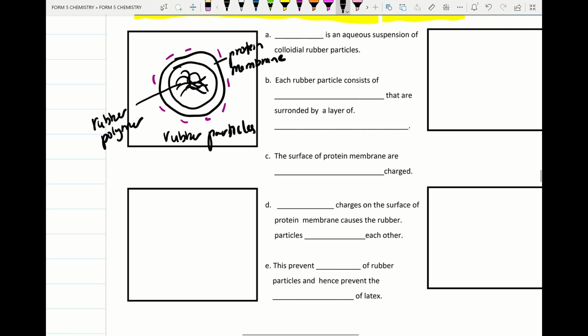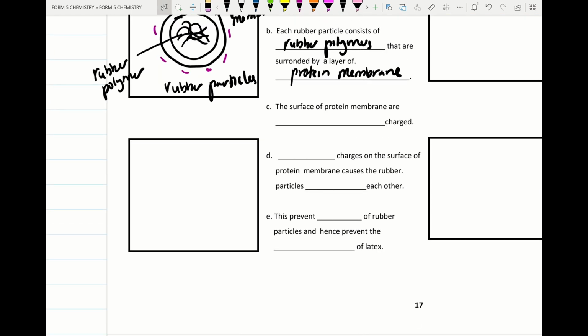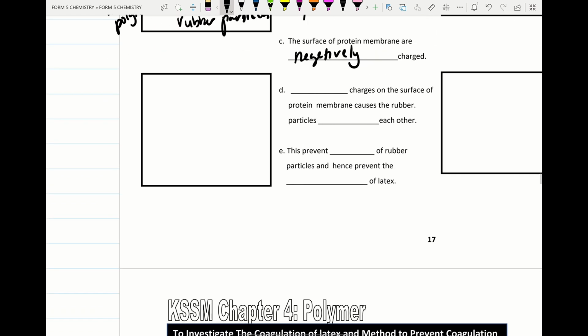So how to explain the first diagram? Latex is an aqueous suspension of colloidal rubber particles. Each rubber particle consists of rubber polymers that are surrounded by a layer of protein membrane. The surface of the protein membrane is negatively charged.